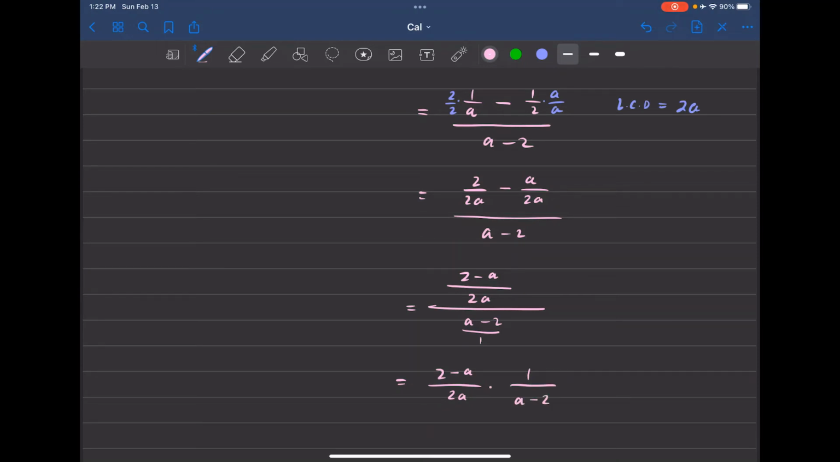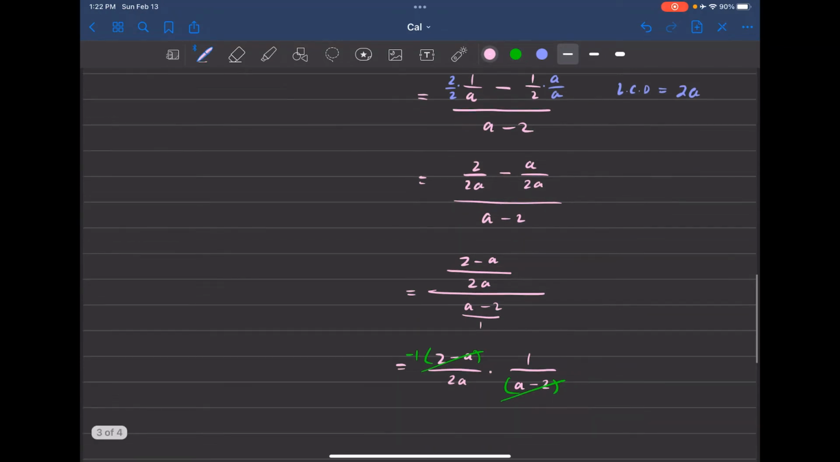Now, a minus 2 and 2 minus a are almost the same, except they differ by a negative sign. So if I were to cancel them, I must put a negative 1 somewhere to place that difference. In reality, that's what I get by canceling them. I get a negative 1, either on top or bottom, and this gives me negative 1 over 2a as my final average rate of change for this problem.